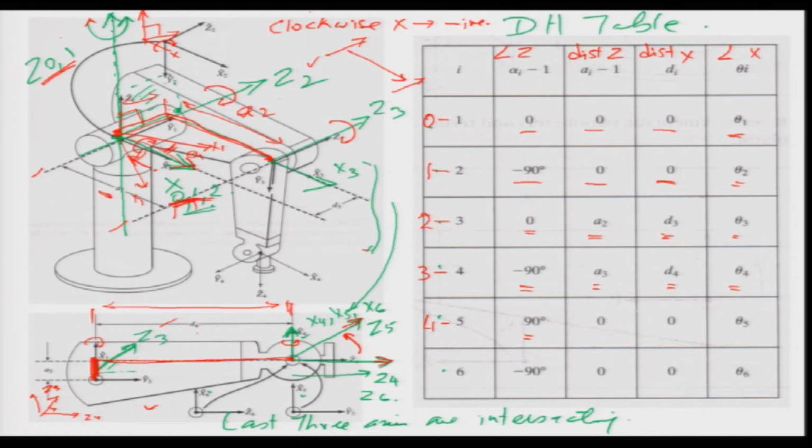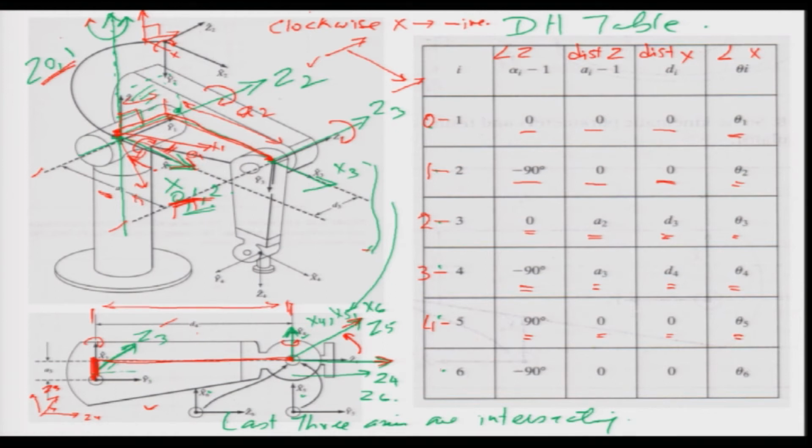Again, all the 3 axes are intersecting at the wrist, and hence you can see the distance between the z axis to be equal to 0. Okay. Distance between x axis is also 0 because they are all intersecting at the same point. Now, when axis 5 rotates or moves, what will happen? The angle between the x4 and x5 will change, and that is my variable theta 5.